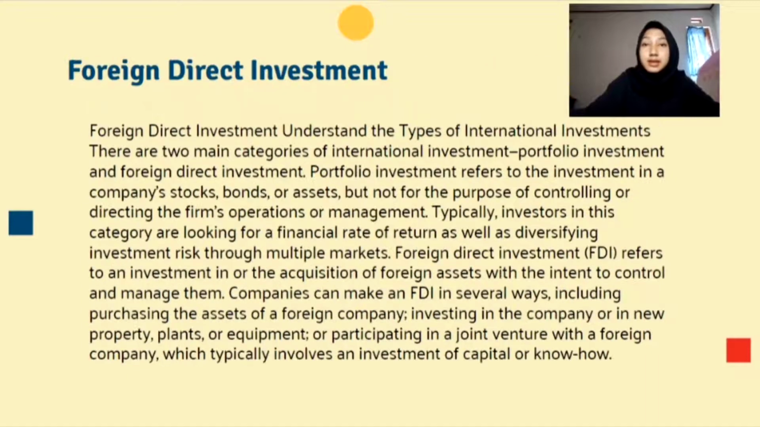Direct investment. Understand the types of international investment. There are two main categories of international investment: portfolio investment and foreign direct investment. Portfolio investment refers to investment in a company's stock, bonds, or assets, but not for the purpose of controlling or directing the firm's operation or management. Typically, investors in this category are looking for a financial rate of return as well as diversifying investment risk to multiple markets.